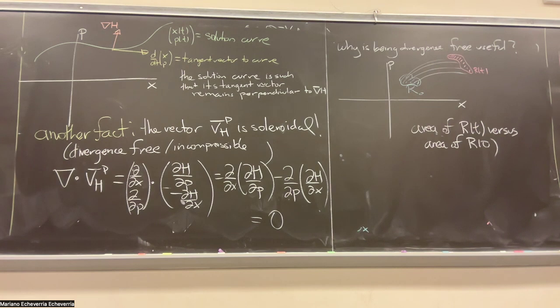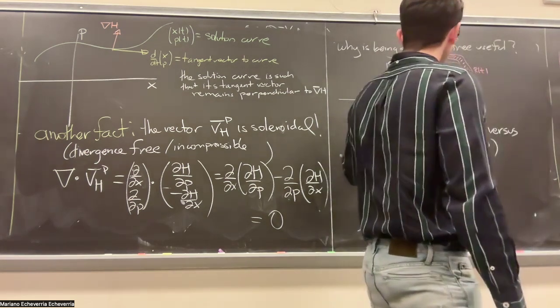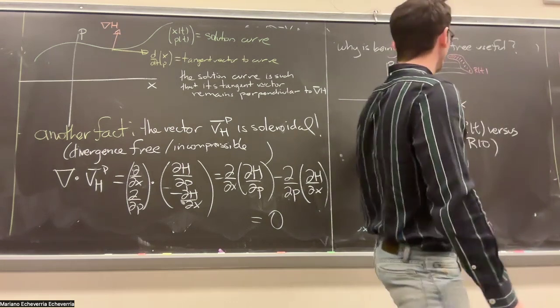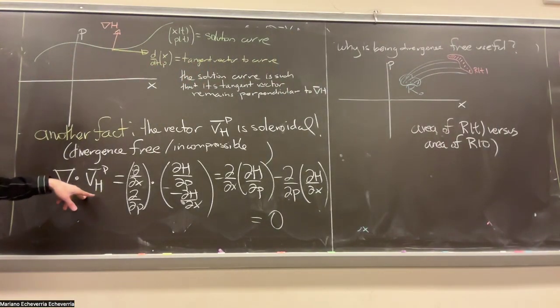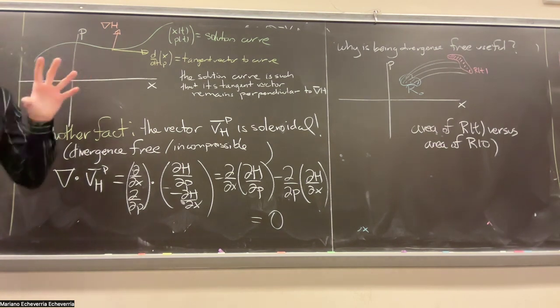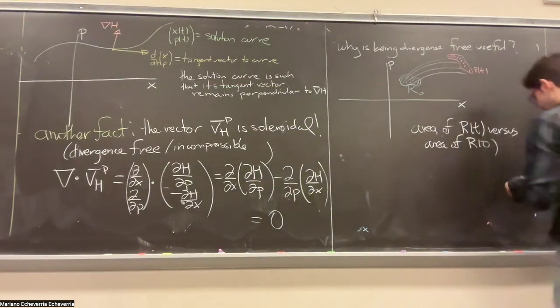Or if you do this with more variables involved, it's what you would call the measure, the Lebesgue measure, or the hypervolume of the regions. And the fact that these curves are evolving so that the tangent vector is the Hamiltonian vector field, which is divergence free, means that the area is preserved. So the area doesn't change over time. This is called the Liouville theorem.